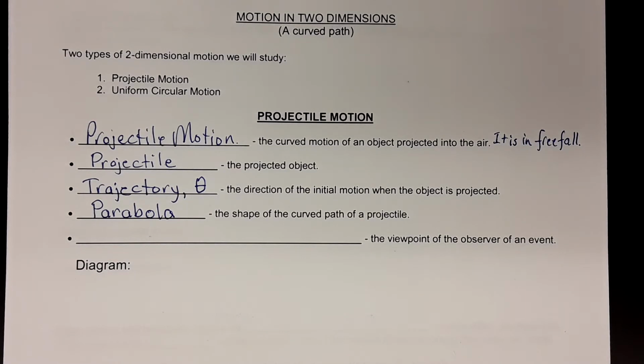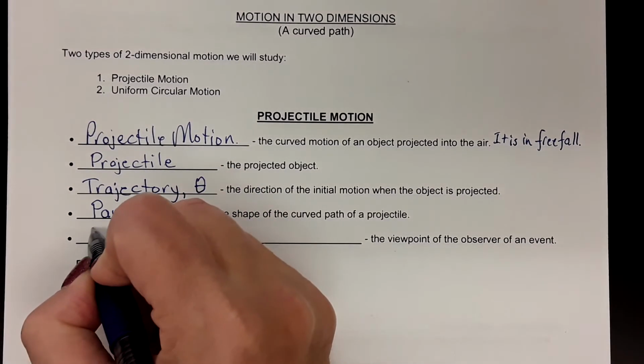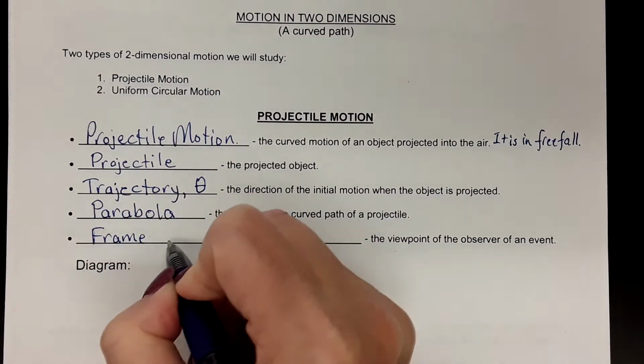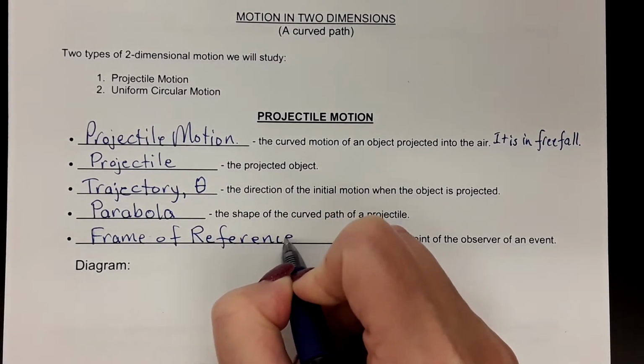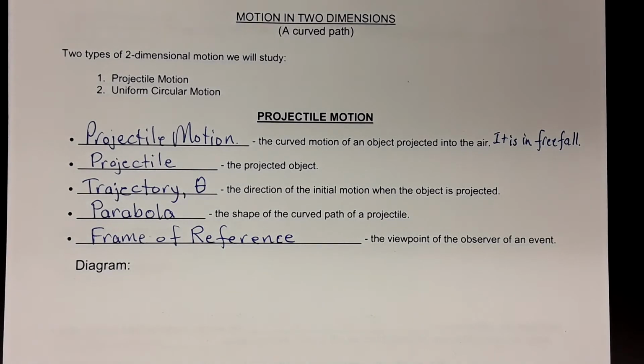Now, one thing we need to talk about that pertains to projectile motion is an idea that is true through all of physics, but we usually introduce it right here in projectile motion because this is where we first come across it in the material. And that is the idea of frame of reference. Frame of reference is just a fancy term for the viewpoint of the observer of an event.